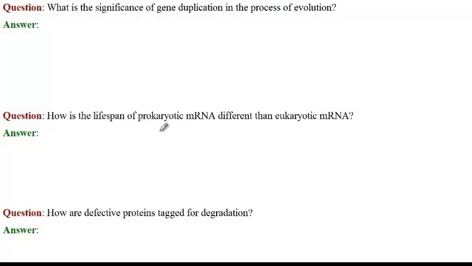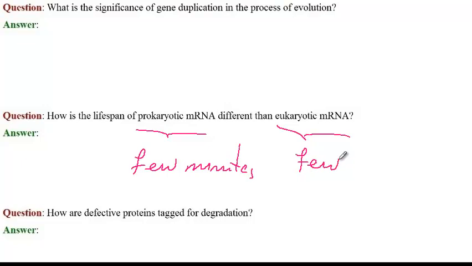How is the lifespan of prokaryotic mRNA different than eukaryotic mRNA? Well, in prokaryotic mRNA, its lifespan is only about a few minutes, while in eukaryotic, it can be as long as a few hours.